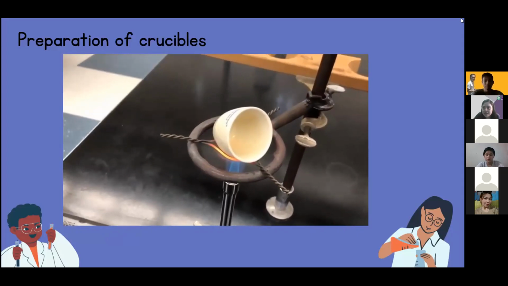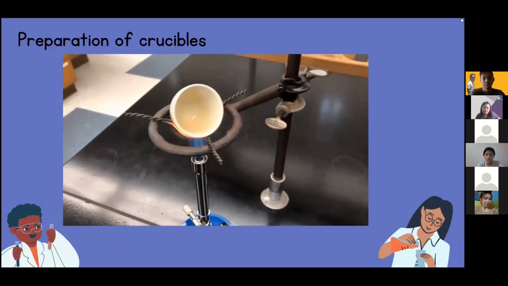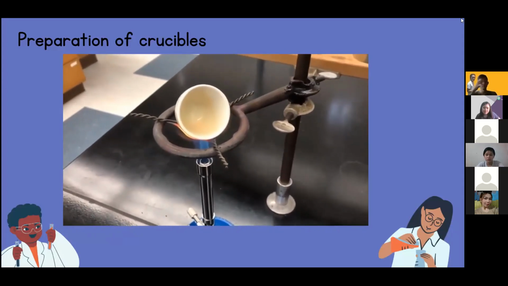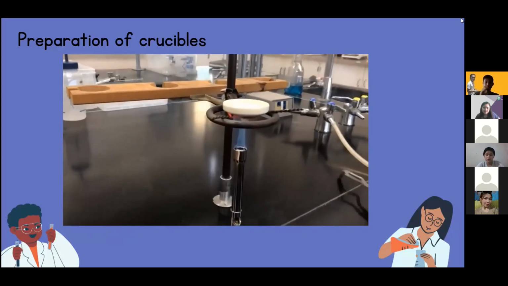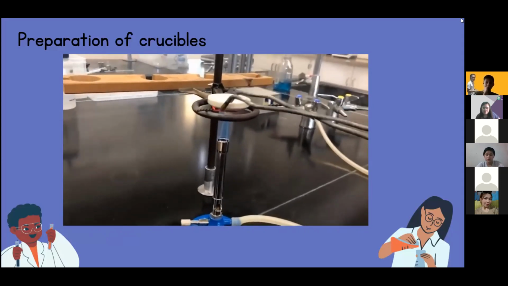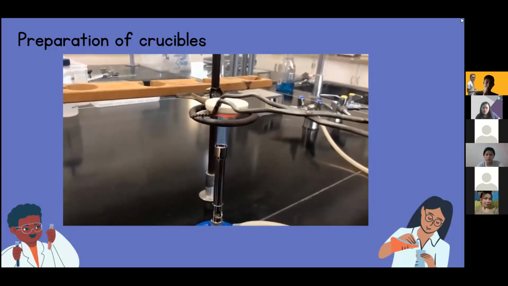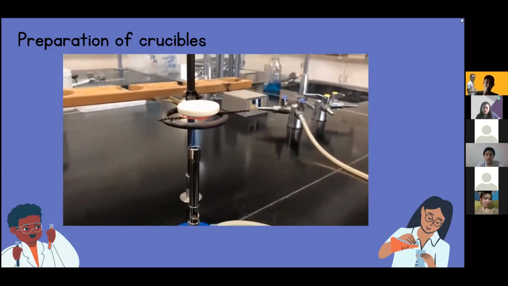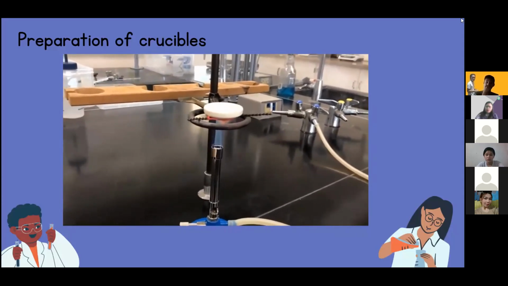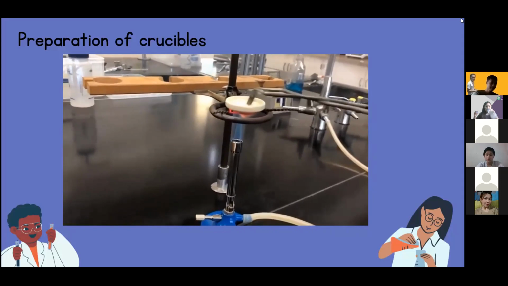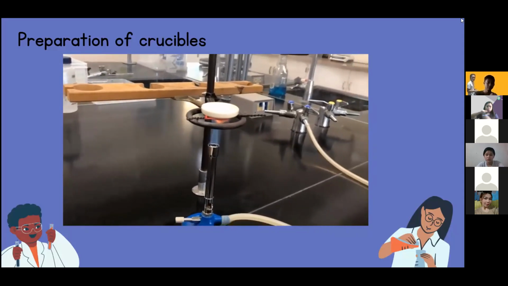Into the lid, and I'll show you that here in just a second. So here I'm heating the lid, and it's actually upside down. The reason for this is probably not clear to you at this point, but what's going to happen when we burn our sample inside the crucible is that it's going to leave a lot of residue on the top, and your goal is to heat that residue out.